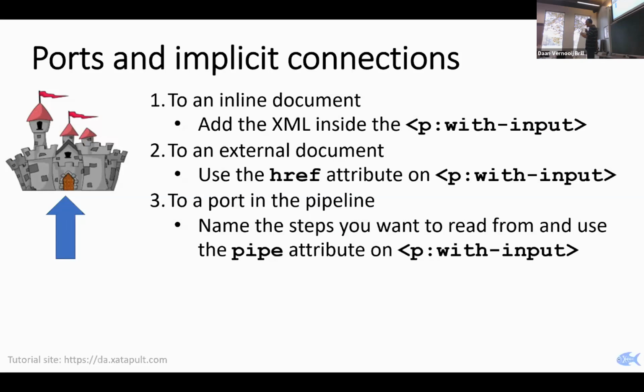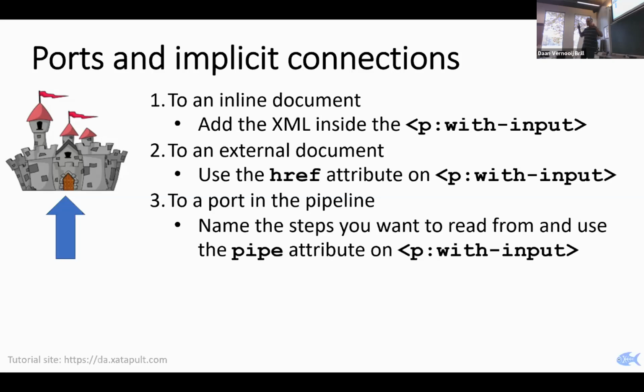Okay, so this is what we did. We talked about ports and explicit connections. Sorry, that should be explicit. Ports and explicit connections should be the title of the sheet. You can connect explicitly to an inline document. You can just write your XML inside p:with-input. You can connect to an external document using an href attribute, and you connect to somewhere else in your pipeline using a pipe attribute on the p:with-input. That's how this works. All right, so that's how you connect ports together.